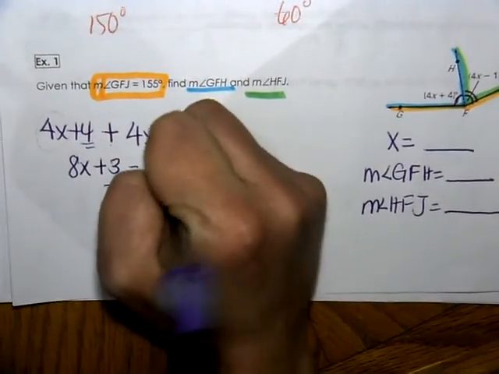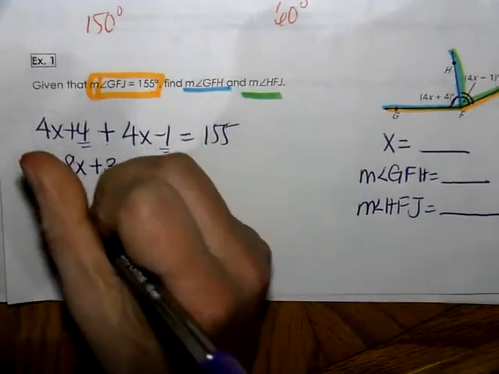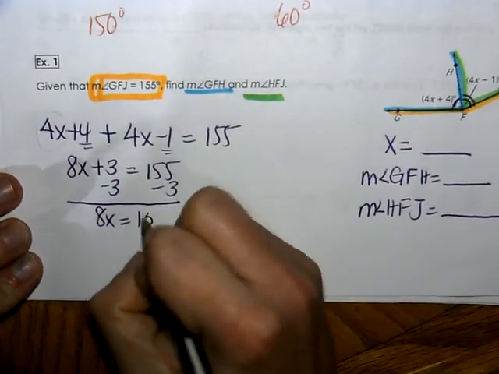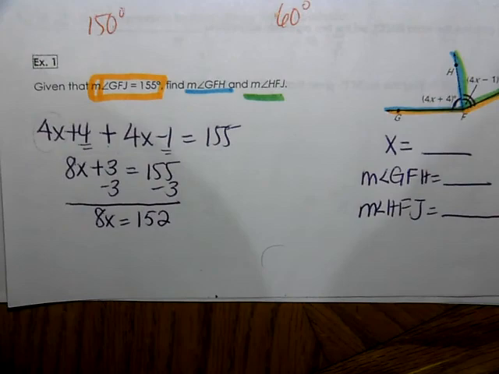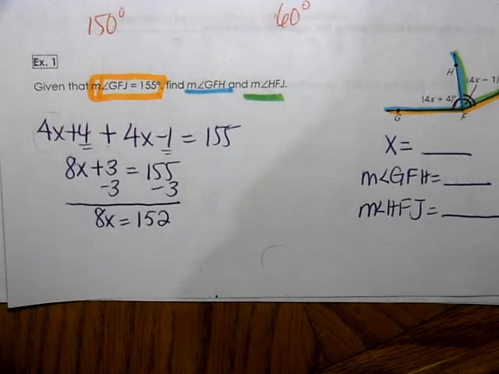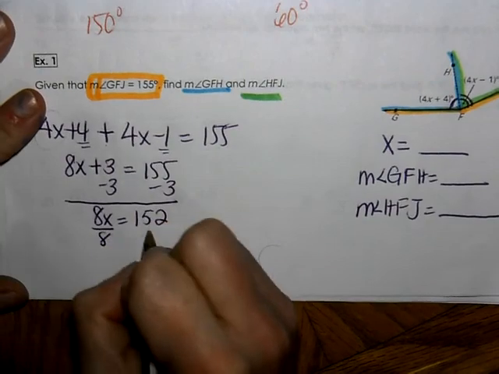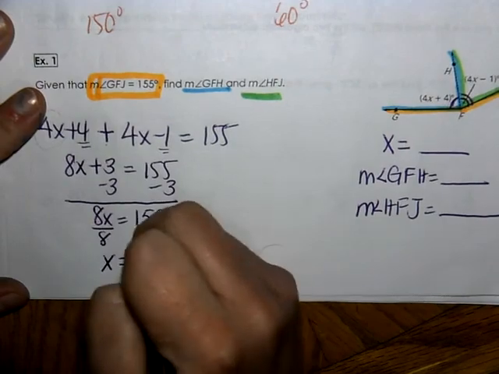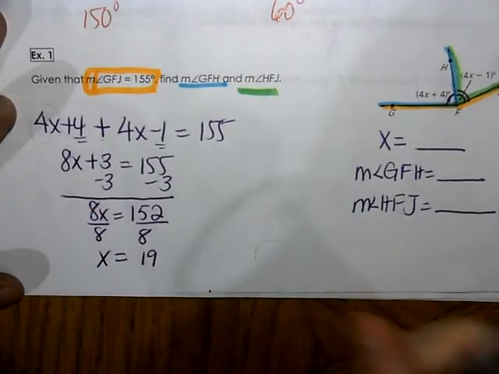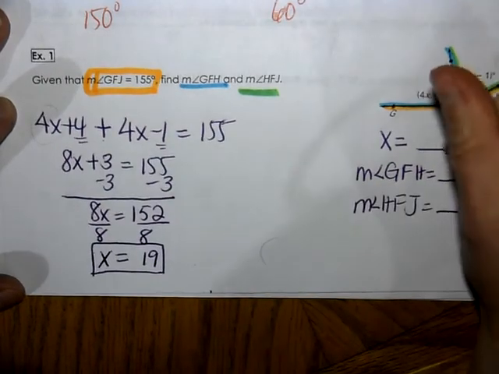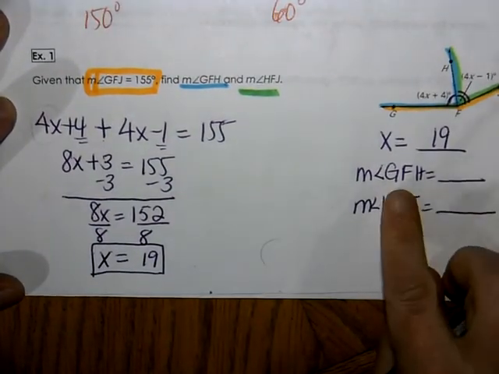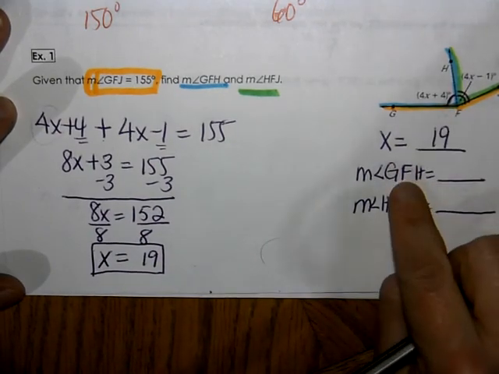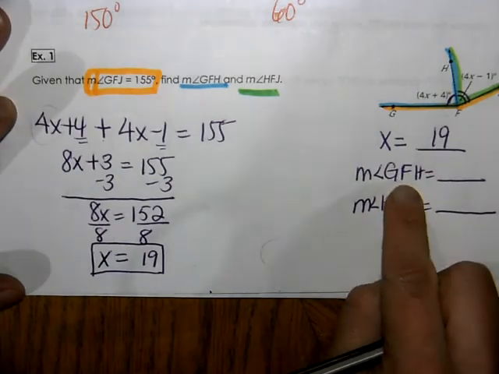I'm going to subtract 3 on both sides, and when I do that, I end up with 8x is equal to 152. Now I'm going to divide both sides by 8. And when I do that, I find that x is equal to 19. So now that I know that x is equal to 19, I can find the measure of my missing angles. I'm going to substitute 19 into 4x plus 4 to help me find the measure of angle GFH.